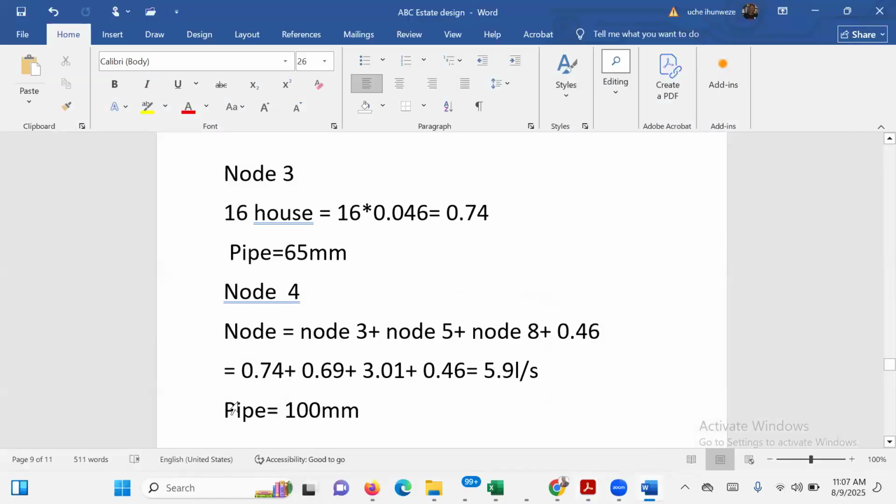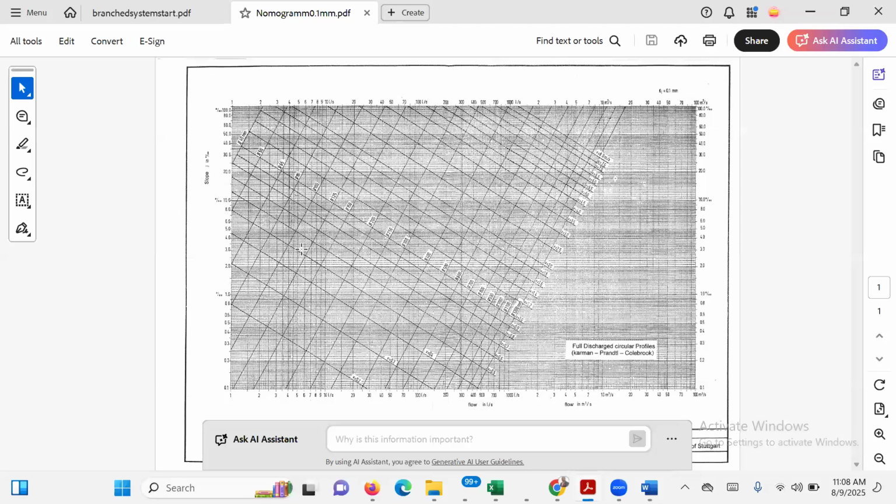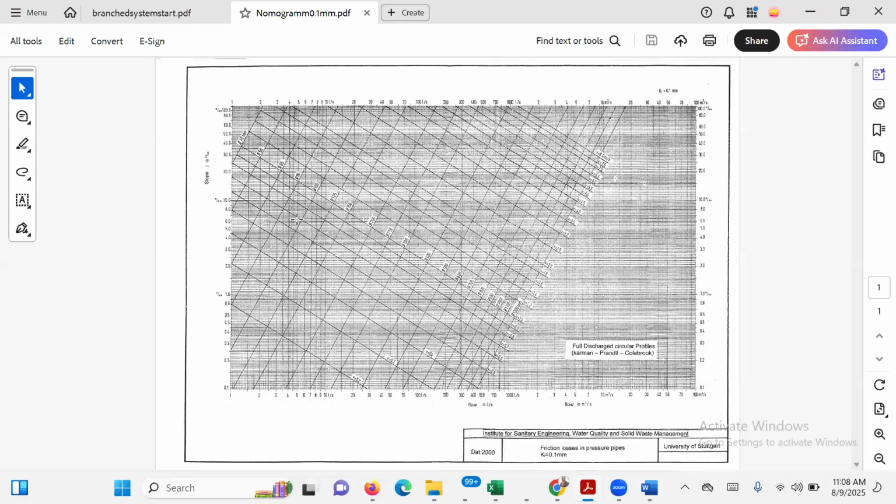Therefore, that will be 0.74 plus 0.69 plus 3.01 plus 0.46, which is node 3 plus node 5 plus node 8 plus this. So it will give me 5.91. And when you go to the chart and read it, it will give you 100 mm. So if you go to 5 here, and you go up to 5%, it will give you a 100 mm pipe, what we call a 4 inch pipe.